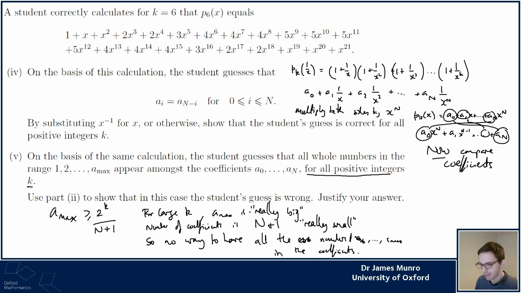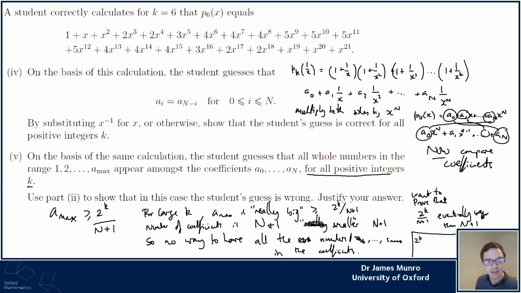Let's try and put some maths on this. A max is really big. It's bigger than 2 to the k over n plus 1. N plus 1, well, I suppose that's not really small, that's only quite big. So maybe I need to refine this to be smaller. I want to prove that 2 to the k over n plus 1 is eventually bigger than n plus 1. I could think instead about 2 to the k versus n plus 1 squared.